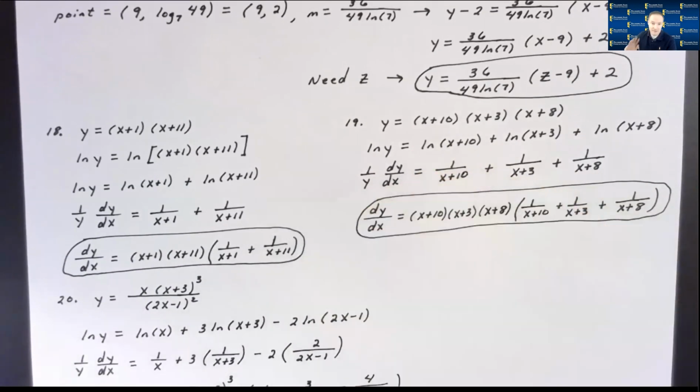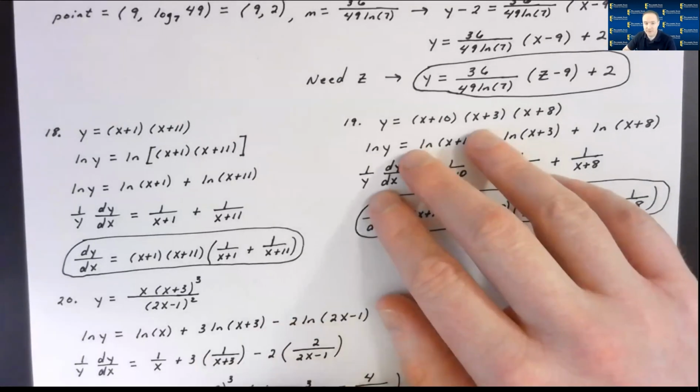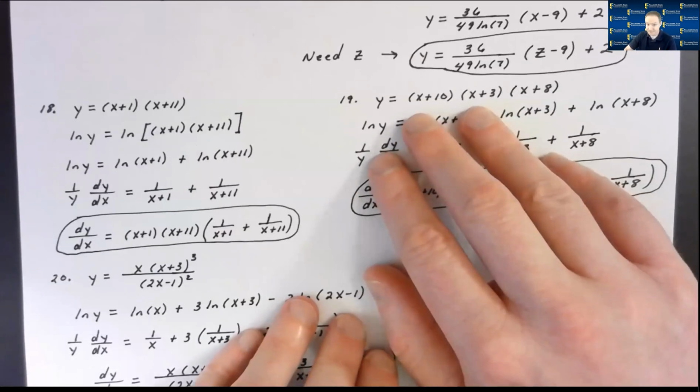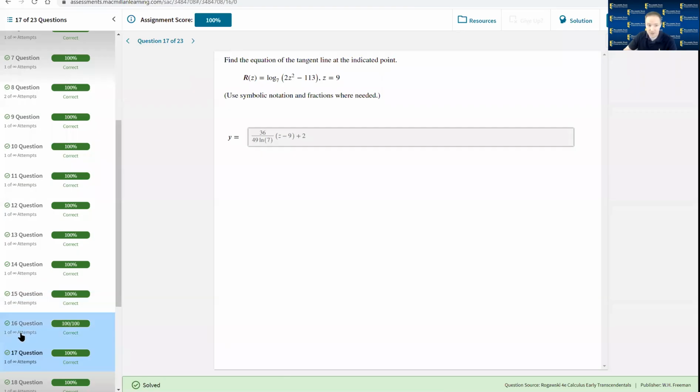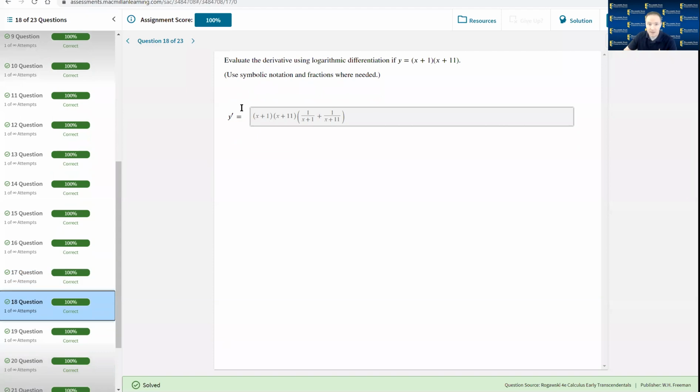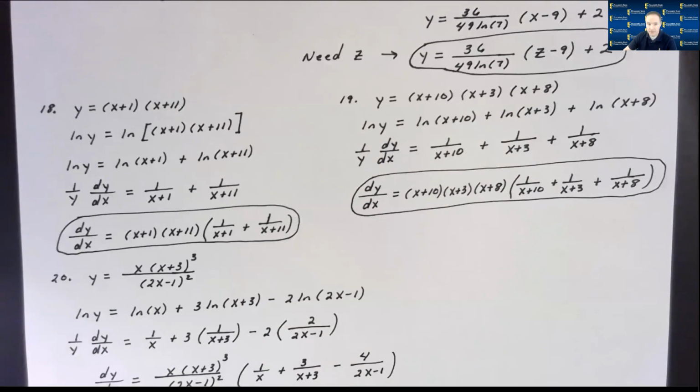Number 18 gets away from those problems where we keep finding the equation of the tangent line. It asks us just to take the derivative, but with the process of logarithmic differentiation. You might say, I could take the derivative of that easily, since that's an extremely basic product rule derivative problem. It could be. You could also just FOIL it out and take the derivative. But they want you to take the derivative with logarithmic differentiation.